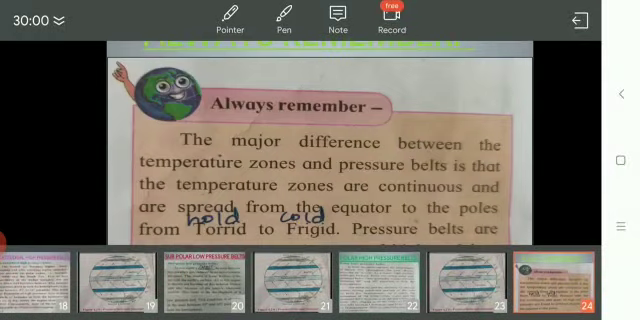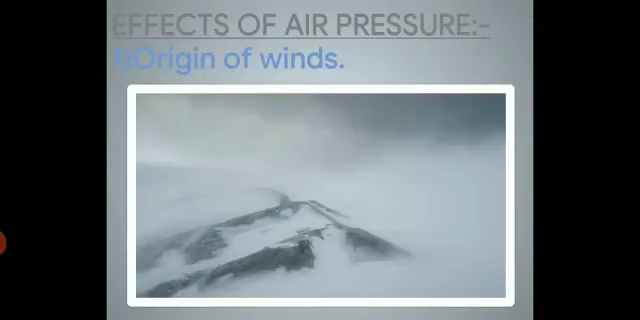Now, let us learn about the effects of air pressure. First is origin of winds. Children, air pressure causes the beginning of winds. Also, you know Antarctica is the most windy place on our planet Earth, and it has been recorded in the Guinness Book of World Records and National Geographic Atlas.